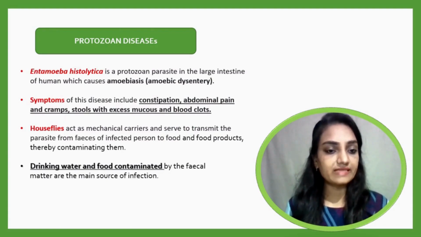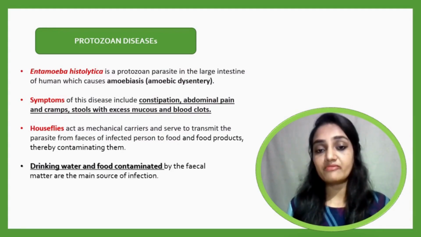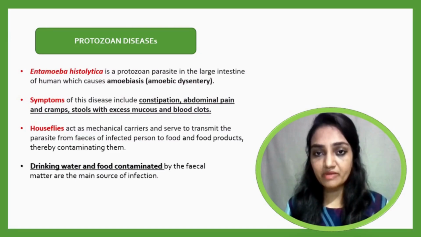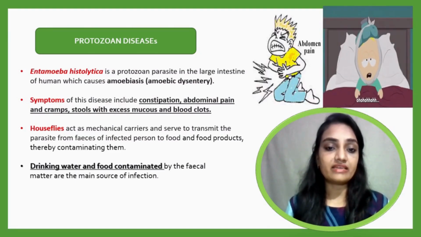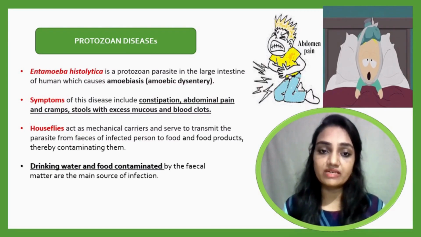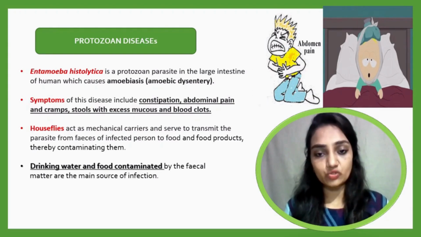Now let me go through the symptoms. In this disease, when symptoms appear, constipation may be felt, then abdominal pain may be observed, abdominal cramps, then stool with excess mucus, and sometimes in severe cases, blood clots also appear in the stool.